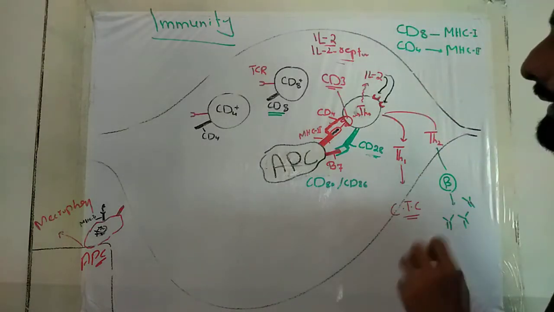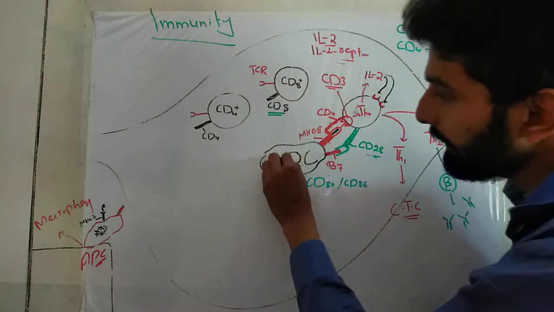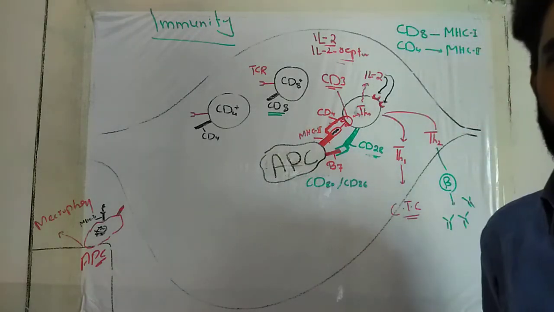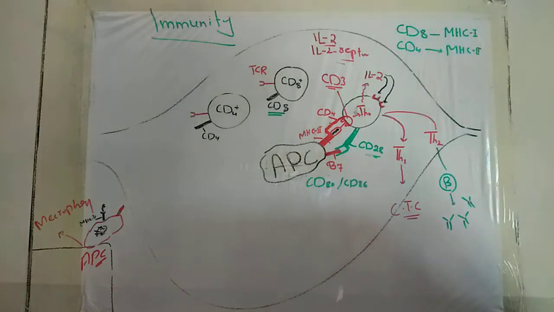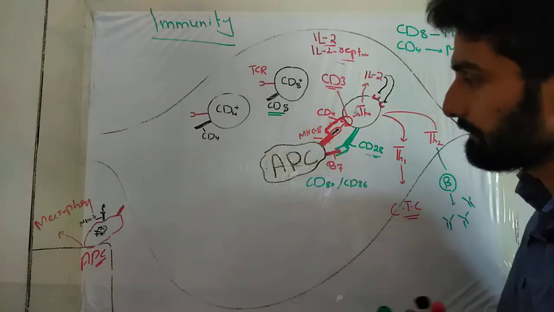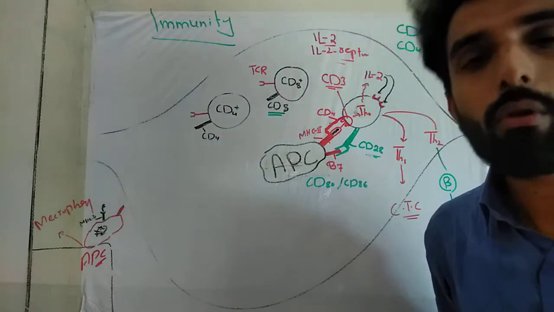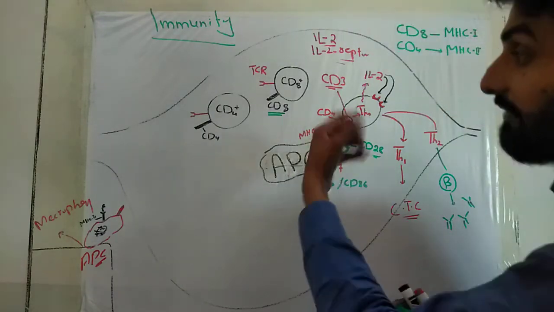So now let me tell you one thing. This thing will be explained by this APC. This is a very intelligent cell, very clever. For example, if this APC engulfs or phagocytoses an intracellular pathogen, it will release some different cytokines.